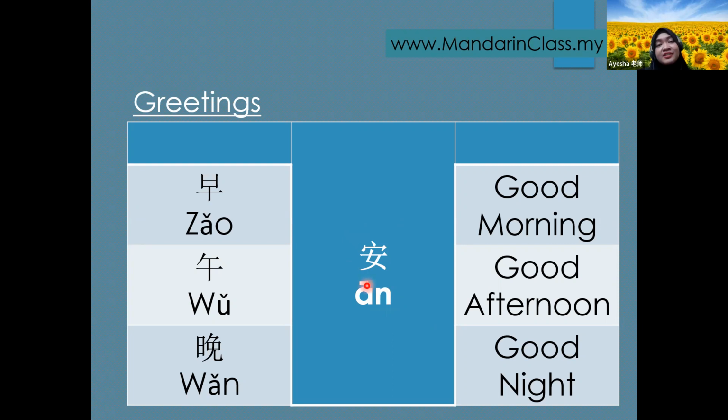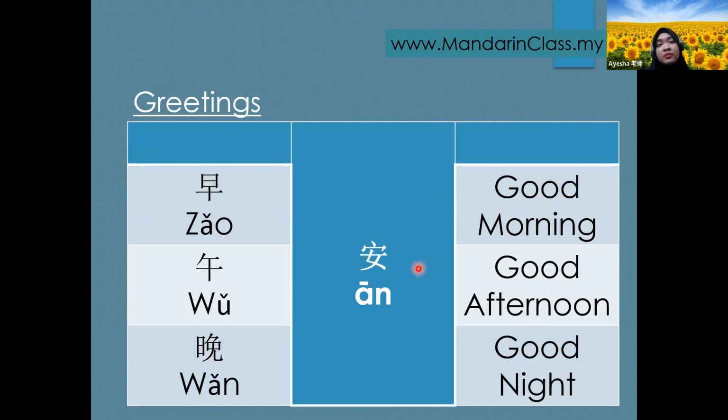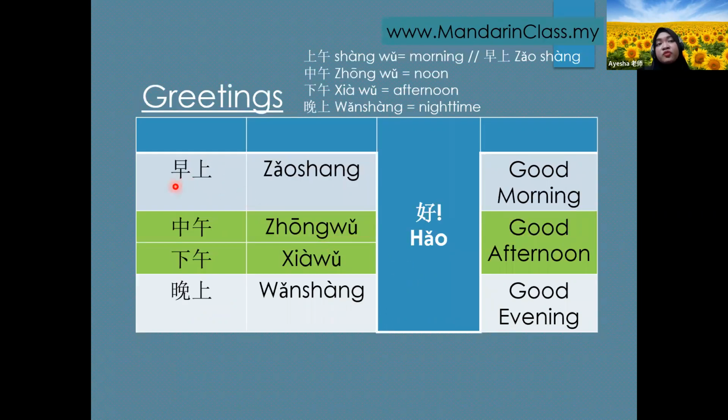Now, like I said just now, 安 and 好 are similar, in that they are at the back of the greeting. There is a difference though. The first difference is the meaning. 好 means good, 安 means peace. The second difference is that when you use 好, you have two words in front: 早上好, 中午好, 下午好, 晚上好.